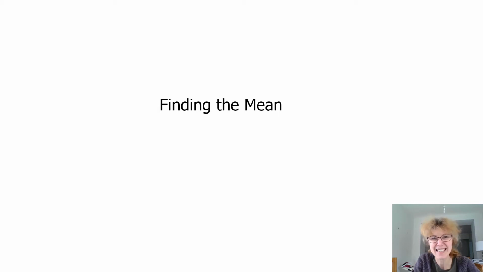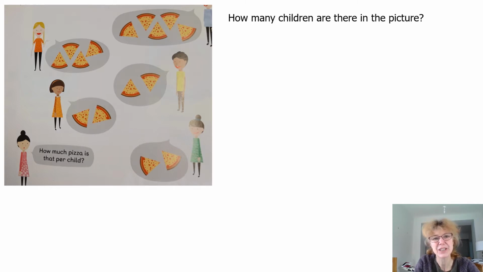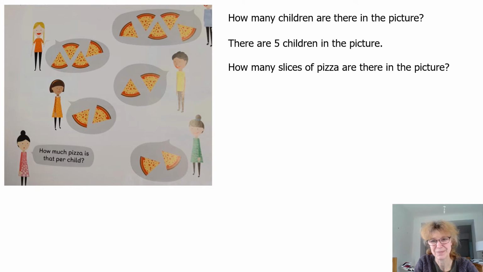Hello. So in today's lesson, we're going to be finding the mean for a set of values. So let's have a look at this picture of these children and the slices of pizza on their plate. How many children can you see with pizza in the picture? Okay, yes, so there are five children in the picture. And how many slices of pizza can you see in the picture? Okay, so I can see a total of 15 slices of pizza on all those plates.